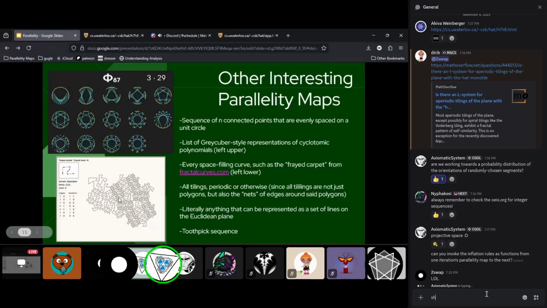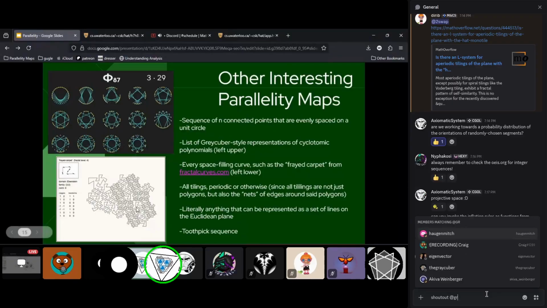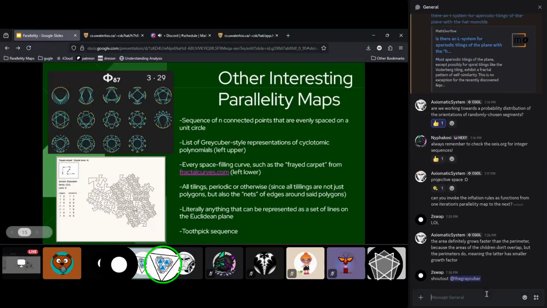This is another example of a space filling curve, just a beautiful Lindenmayer system, and I haven't checked any iterations here. I don't know if it approaches a constant ratio or oscillates or something.